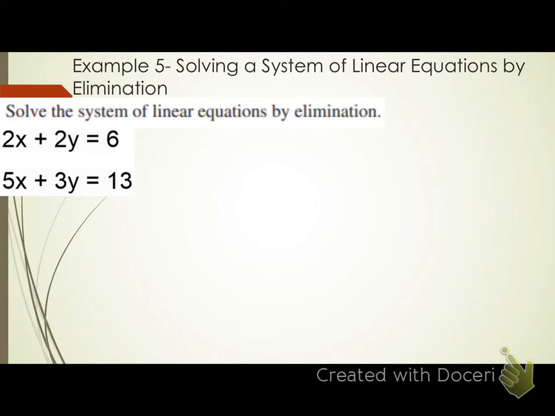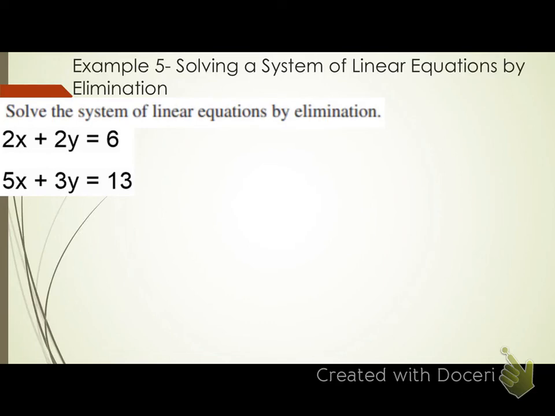2x plus 2y equals 6. 5x plus 3y equals 13. Are they lined up where they need to be? Yes, they are. Do I have the same number opposite signs anywhere? No. Looking at 2 and 5, my coefficients in front of x, what's the least common multiple of 2 and 5? 10. So, one of those would have to be negative, right?